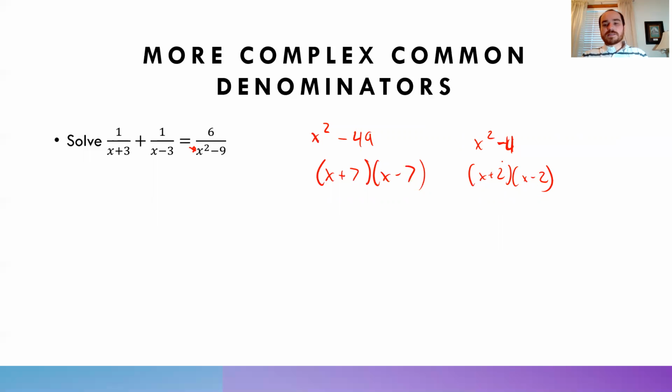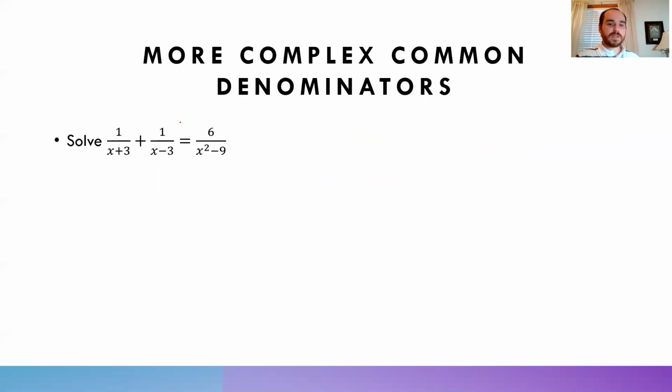Basically, all this is saying is that these are really easy to factor. Now, if we factor this one, what we have is 1 over x plus 3 plus 1 over x minus 3 equals 6 over, and then this factored out is x plus 3 times x minus 3. Which, as you'll notice, is these two values multiplied. So this right here is actually a common denominator for all three of these.